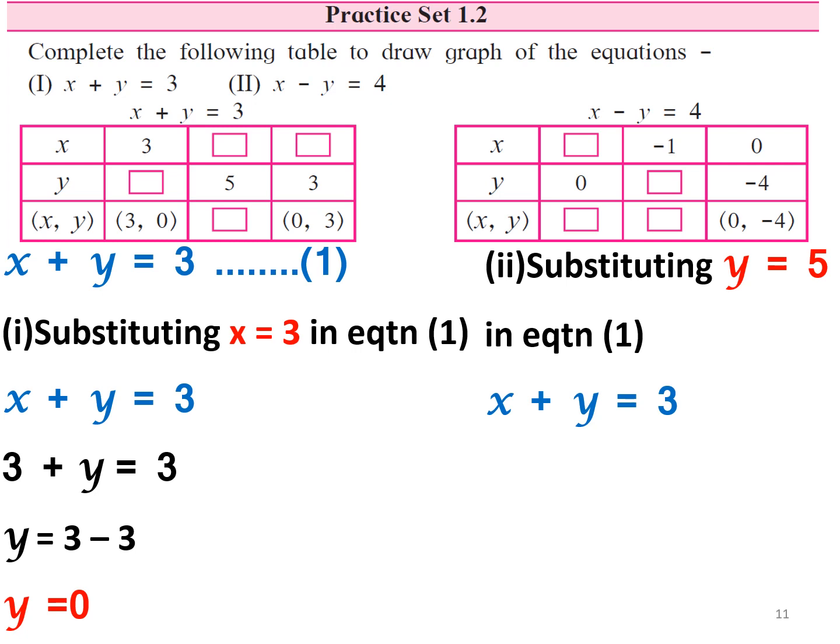Substituting y = 5 in equation 1, that is x + y = 3, x + 5 = 3. Numerical value to the right hand side. x = 3 - 5, x = -2. So x = -2, y = 5.